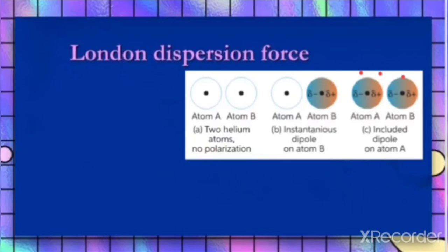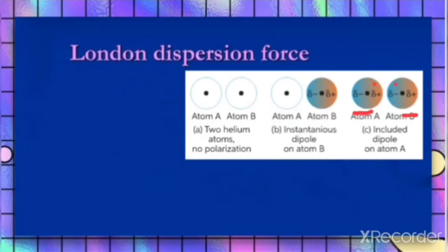So definitely what happened here, there will be a force of attraction between the positive end of one atom and the neighboring negative end of the other atom. That is, this force exists between the instantaneous dipole, that is B having the instantaneous dipole, and the instantaneous induced dipole, that is in A. So this force of attraction is called the dispersion force.